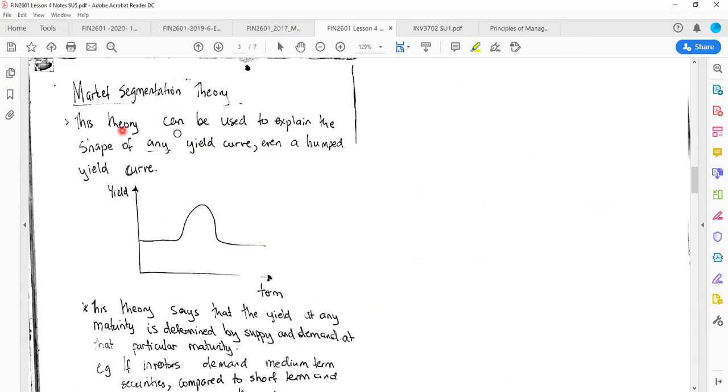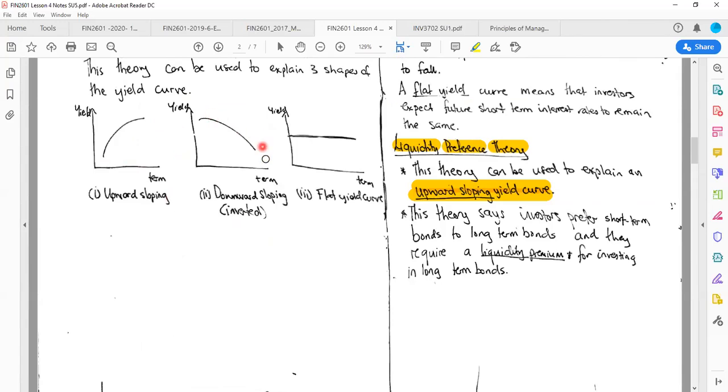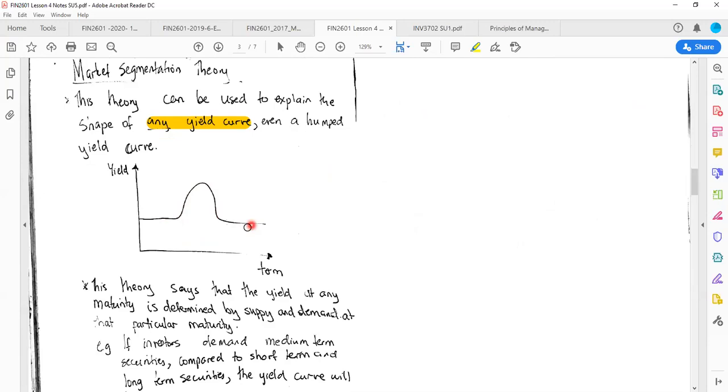This theory can be used to explain the shape of any yield curve, right? Market segmentation theory is the third theory. This one can be used to explain the shape of any yield curve. It can explain an upward sloping yield curve, downward sloping, flat yield curve, and even what we call a humped yield curve. A yield curve like this is known as a humped yield curve, and we can use market segmentation to explain the shape of a humped yield curve.